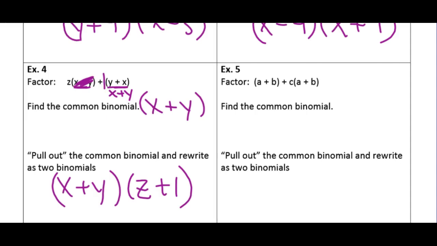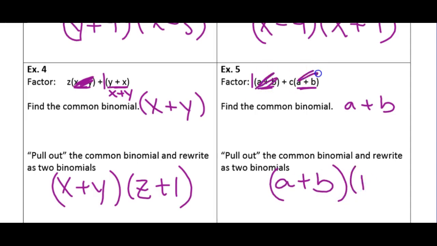All right, looking at number 5, I see my common binomial right there. There's nothing in front of this first group, so I'm going to put a 1 there, so don't forget that there is a 1 there. There's one of them. So I'm taking out an a plus b. And when I remove a plus b, what's left? 1.